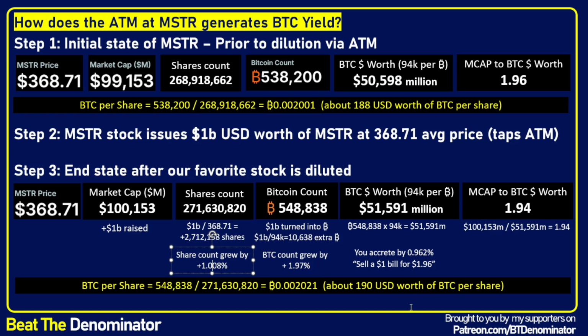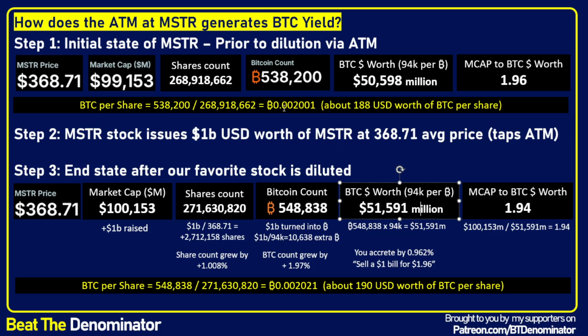That's the 0.96 here. You accrete, you increase, you accumulate 0.96% more Bitcoin. You sold a dollar bill for $1.96. And of course, because you printed new shares, you lowered your price to NAV a little bit. You lowered it to a 1.94. And how do you get that number, right? You take the new Bitcoin bag, the new amount of Bitcoin in dollars, and you divide it by the new market cap, and now you get a 1.94.